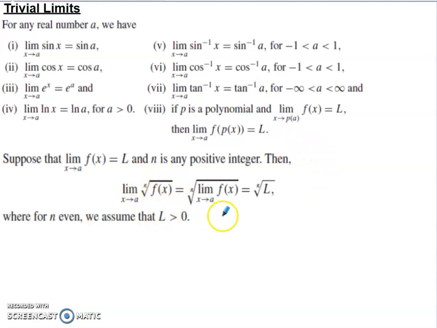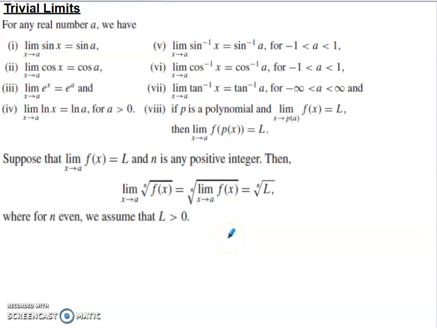They've separated this little blurb about roots here because if you think about it, you can't take an even indexed root of a negative and get a real number. So that's why this is kind of hashed out a little bit differently. As long as n is any positive integer, then the limit of the nth root of the function as x approaches a can be found by taking the nth root of the limit of f. And if that's equal to L, the nth root of L gives you your answer. But when n is even, L has to be positive. This does not work with an even index and a negative underneath.